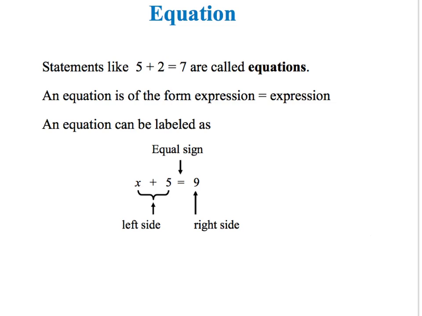All right, so equations. We've been dealing with expressions so far. Equations naturally have an equal sign. So 5 plus 2 equals 7 is a very simple equation. An equation is in the form of an expression equals an expression. You have this numerical expression equals 7. I guess we could consider 7 to be an expression. So this is the equal sign. It's the left side equals the right side.